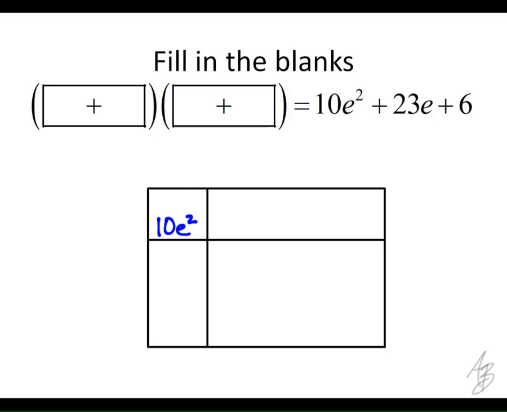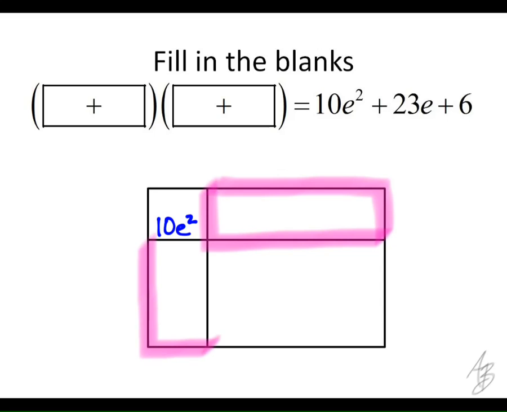Yeah, it's that 23e is going to be this rectangle here and this rectangle here added together, right? So I don't know what the area of each one of those is going to be. All I know is that those two are going to add up to 23e. All right, can I put the 6 anywhere? Yeah, that can go down in the bottom right box, right? All right, so that's all I can do right now.